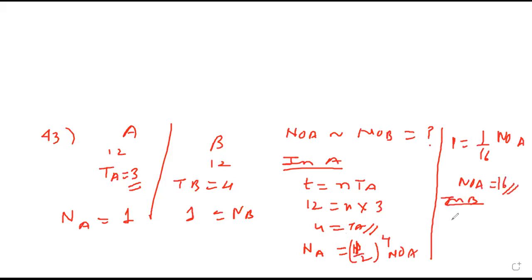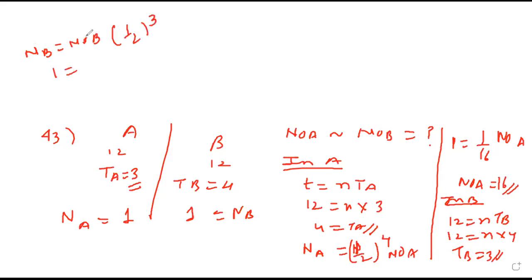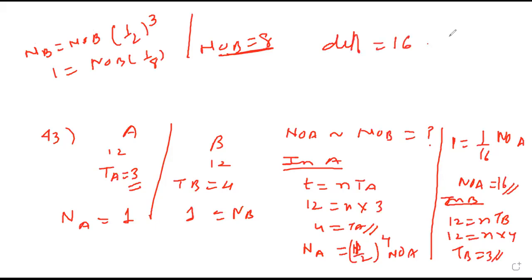Now in B, 12 years is n times t of B. So this is n into 4. It has 3 half-lives. That means the number of atoms of B is the number of atoms of B at the start, half raised to 3, because there are 3 half-lives. So this is nothing but 1/8. So the number of atoms of B is 8. So the difference equals 16 minus 8 equals 8 micro.